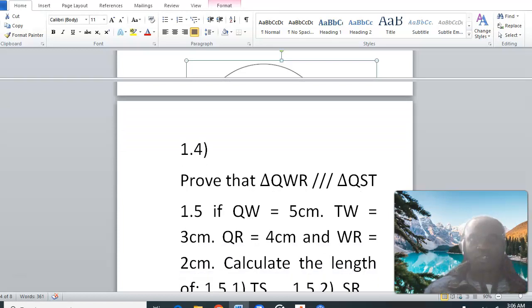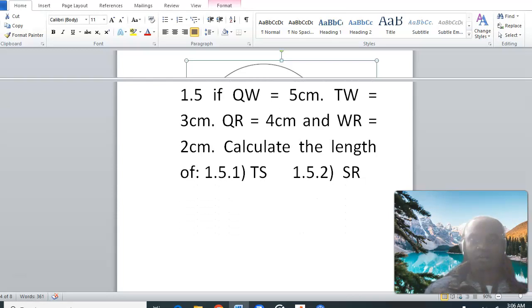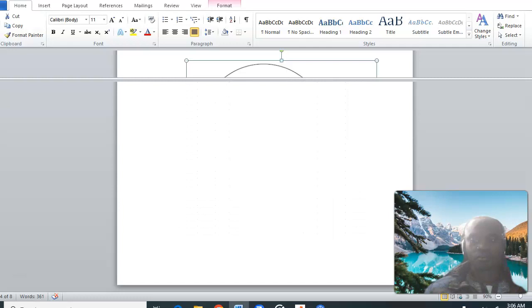If QW is equal to 5 centimeters, TW is equal to 3 centimeters, QR is equal to 4 centimeters, and WR is equal to 2 centimeters, calculate the length of 1.5.1 TS, 1.5.2 SR.